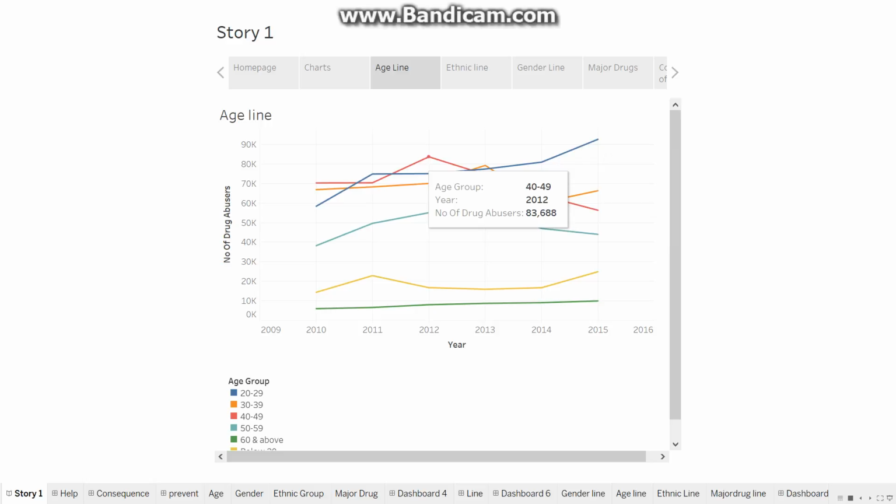Whereas for the red line, which belongs to the age group of 40 to 49, its highest peak was in 2012 with a total number of 83,000, and as the years go by, it has slowly declined till now, 2015. It has a total number of 56,000 drug abusers. And next will be the age group 30 to 39, and the highest peak is 2013, which has a total number of drug abuse of 79,000, and it declined in 2014, and it began to grow again.